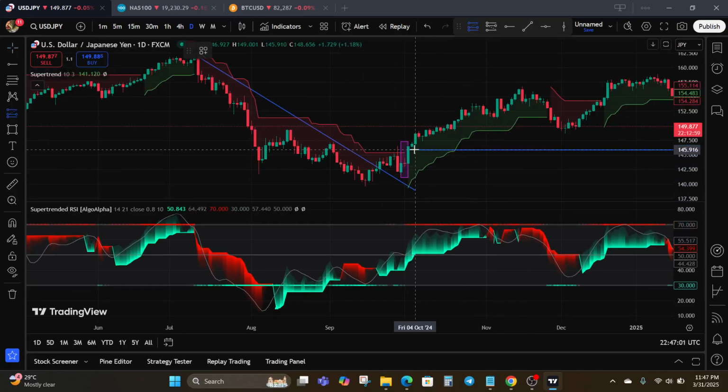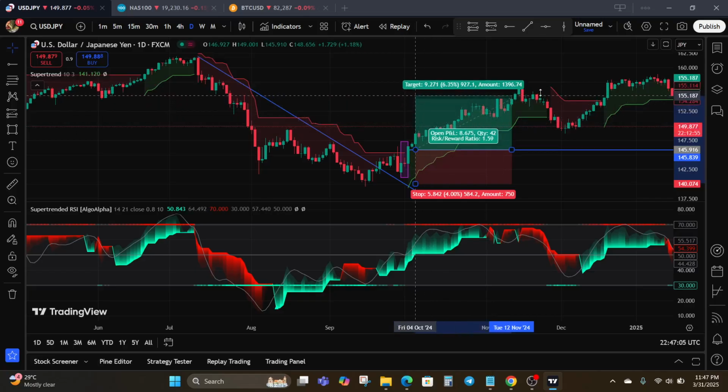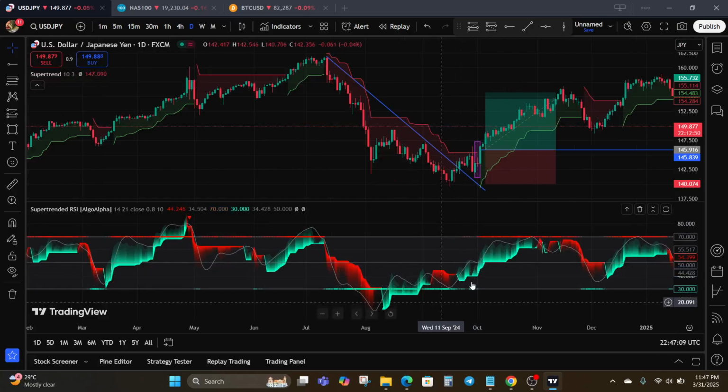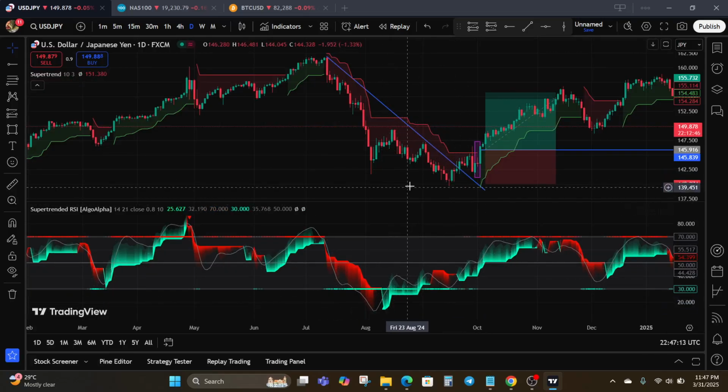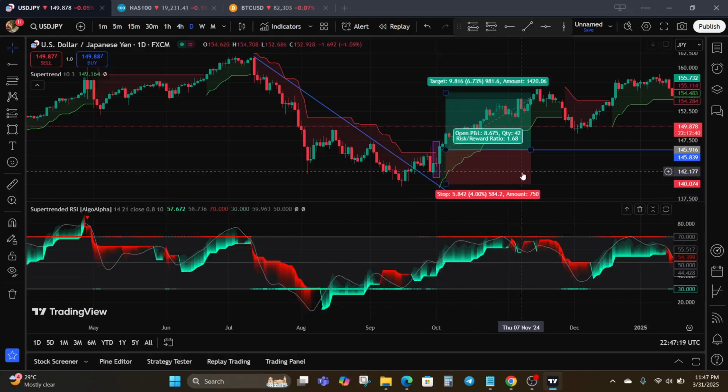You can set your stop loss below the previous swing low, and then your take profit can be at resistance zones. Okay, so basically, whenever the SuperTrended RSI is in the oversold territory, it shows that bearish momentum is getting weak. Then when it crosses above the 30 level and paints the green shaded area, it's time to enter a buy trade.